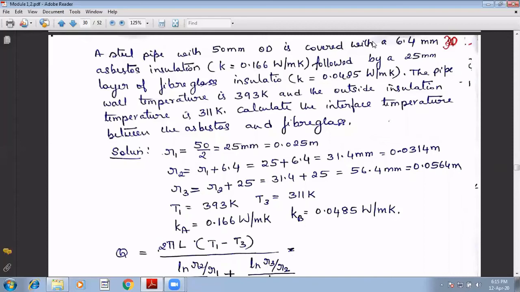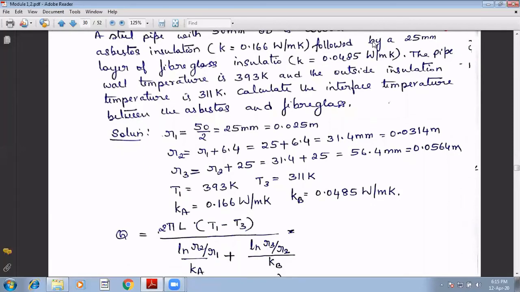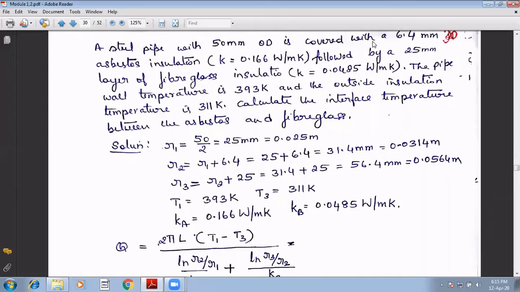The conductive resistance for cylinders is ln(R2/R1) divided by 2 pi KL, where R2 is the outer radius and R1 is the inner radius of the cylinder. Sometimes in the problem, you will be given the diameter. See, in this problem, the diameter is given. You should convert it into radius.